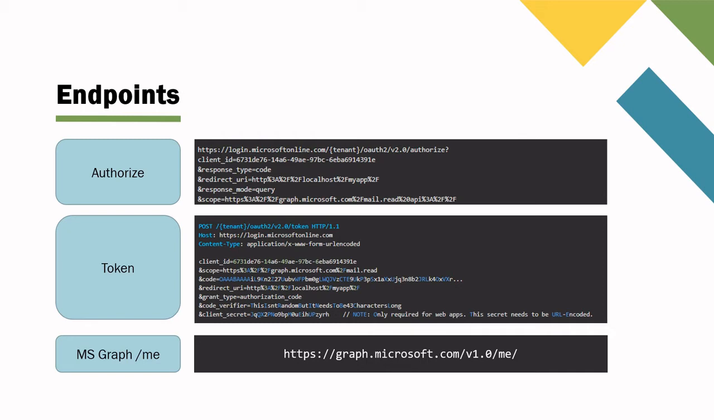If you look closely, you can see that there is a redirect URI parameter in the request. For example, in this case, it's HTTP localhost my app. So the auth code will be passed on to that URL. Basically Azure AD will hit localhost slash my app in a GET call and pass this auth code.